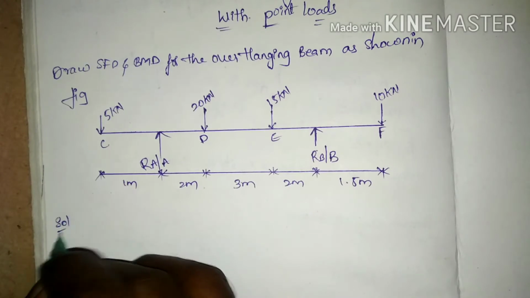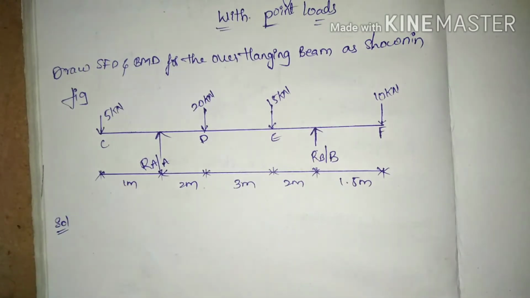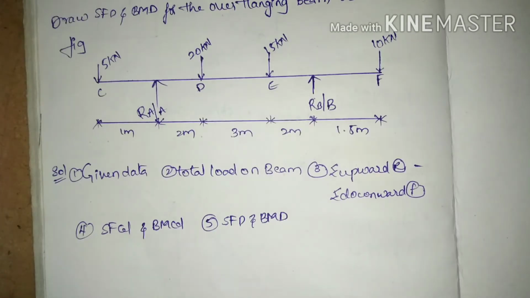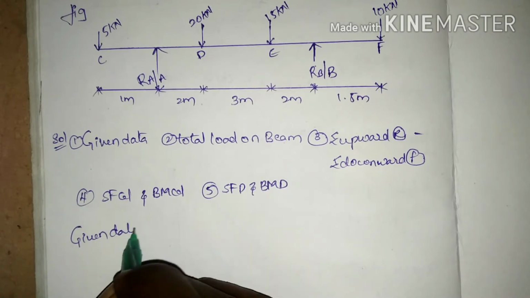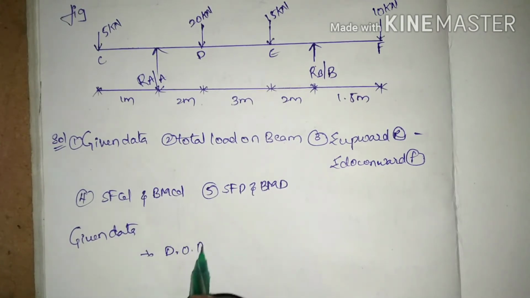Here, according to our 5-step method, we are going to draw the diagrams. Let's see: we have the given data, the total load on beam, number 3, summation of upward reactions is equal to downward forces acting on this beam, number 4, shear force calculation and bend moment calculation, and number 5, shear force diagram and bend moment diagram with respect to these values. Let us start with the given data, that is, we have a double overhanging beam.